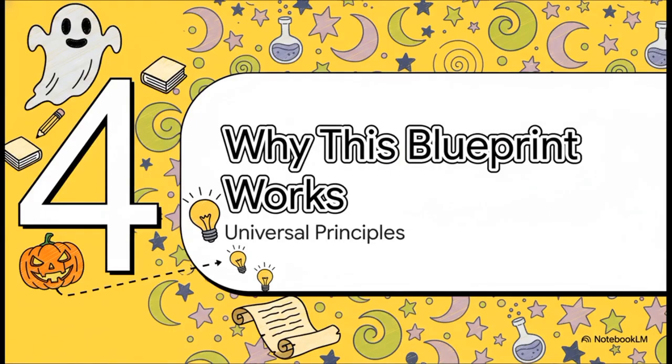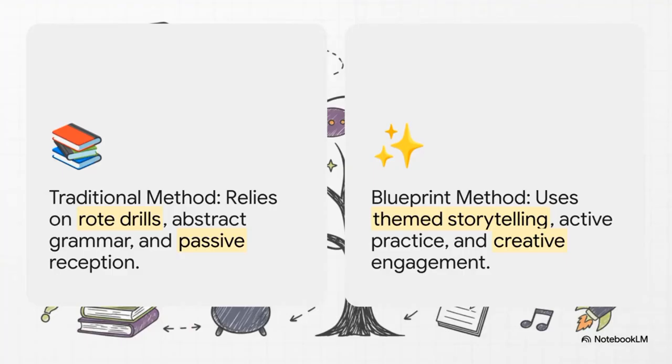Now, I know what you might be thinking. Okay, this is great for a Halloween lesson, but what about history or science? And that's the absolute key here. This was never really about Halloween. It's about a universal set of principles that can totally transform how we teach pretty much anything. Let's just put it side by side. The old school way often leans on boring drills, abstract rules, and you just kind of sitting there passively soaking it in. The blueprint method flips the whole script. It uses themed stories to give everything context, active practice so the skills actually stick, and creative engagement to make you want to learn. The difference is night and day, isn't it?